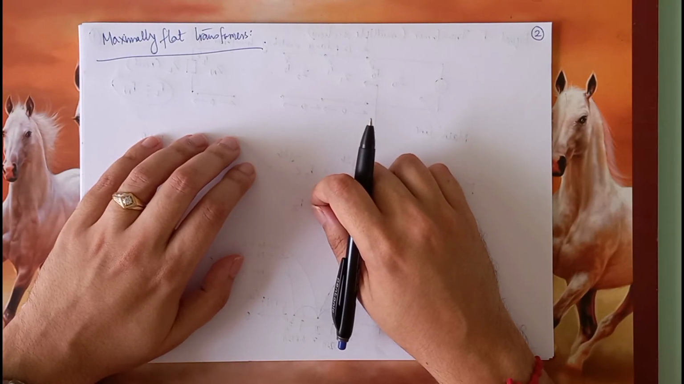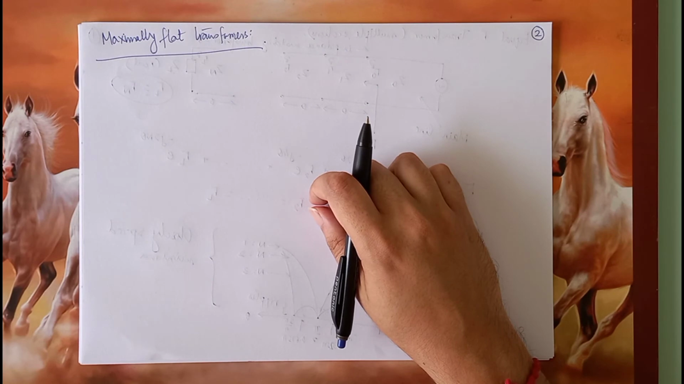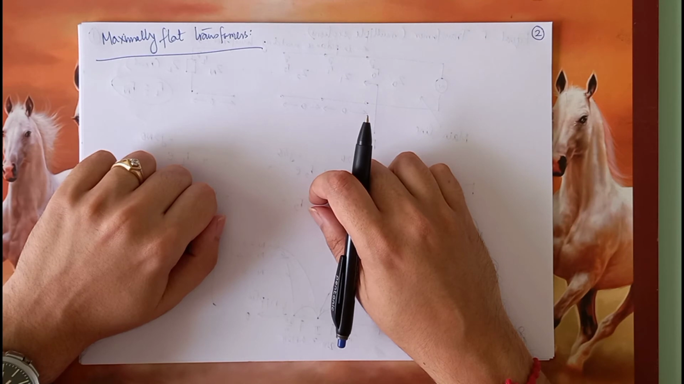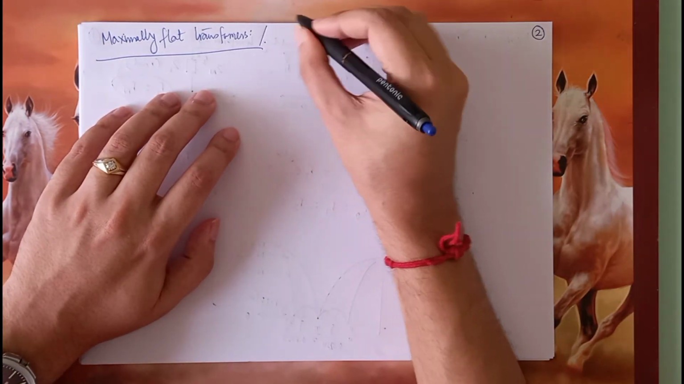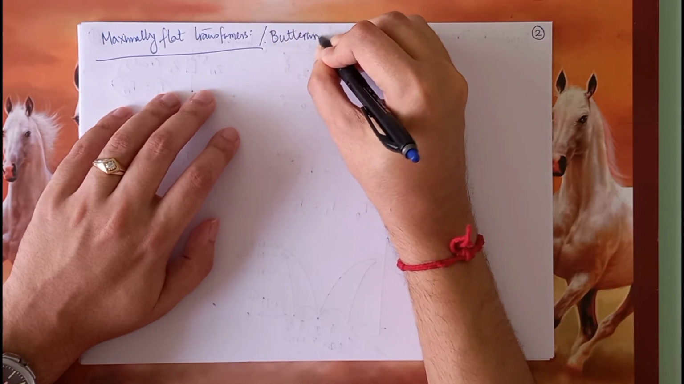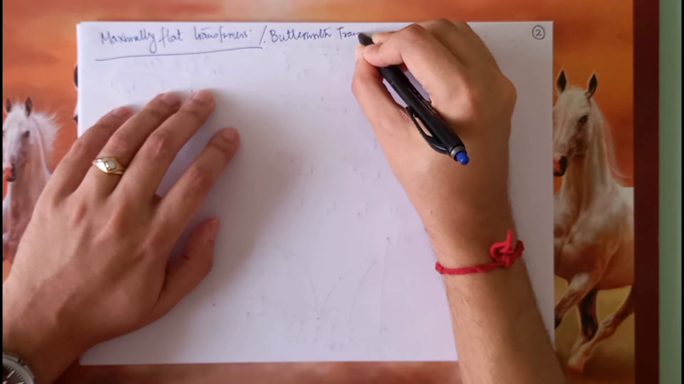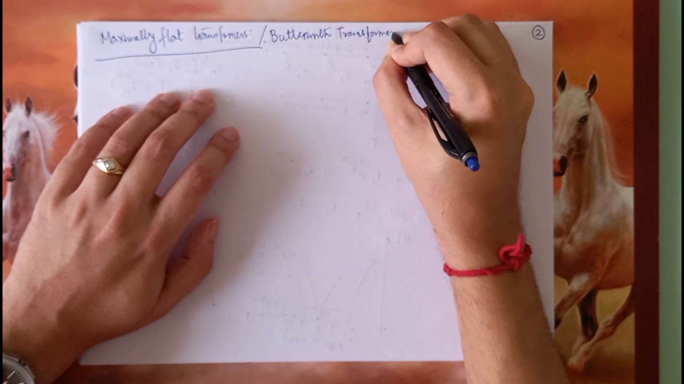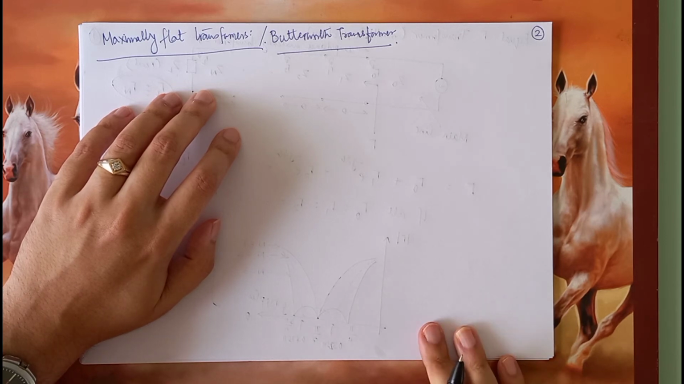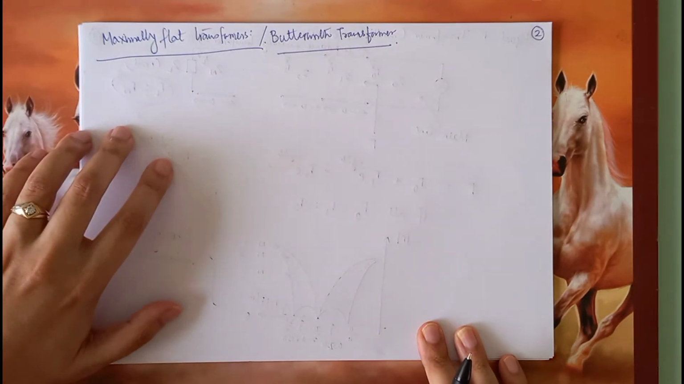Now this name, maximally flat, you may have heard of in your signal processing courses, in particular in digital signal processing, where a very popular technique exists for a filter that is also based on a maximally flat response, and that is called a Butterworth filter. Therefore this kind of transformer is also called a Butterworth transformer. The Butterworth transformer is based on a very simple concept.